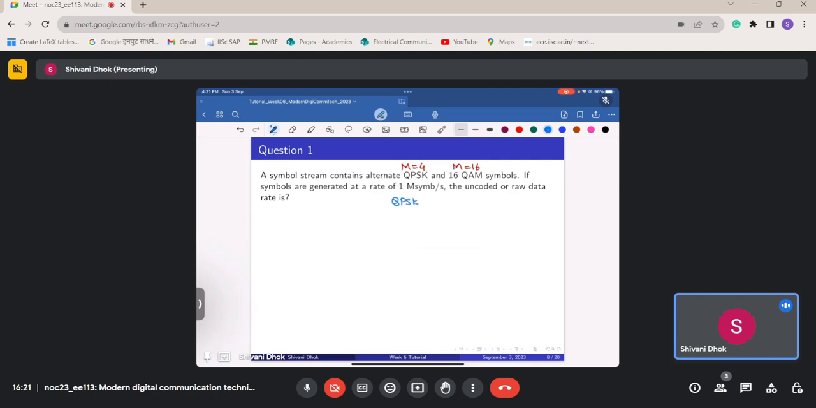So what exactly is happening is, what I am transmitting is something like this. I'll send a QPSK, then I'll send a QAM, then again I'll send a QPSK, and I'll send a QAM, and so on. And this QPSK is of M equal to 4, which means that the K required for this, the number of bits required for this, is log 4 to the base 2, which is 2, and the number of bits required for this is K equal to log 16 to the base 2, which is 4. So this is the information that we get from the first line that is given here.